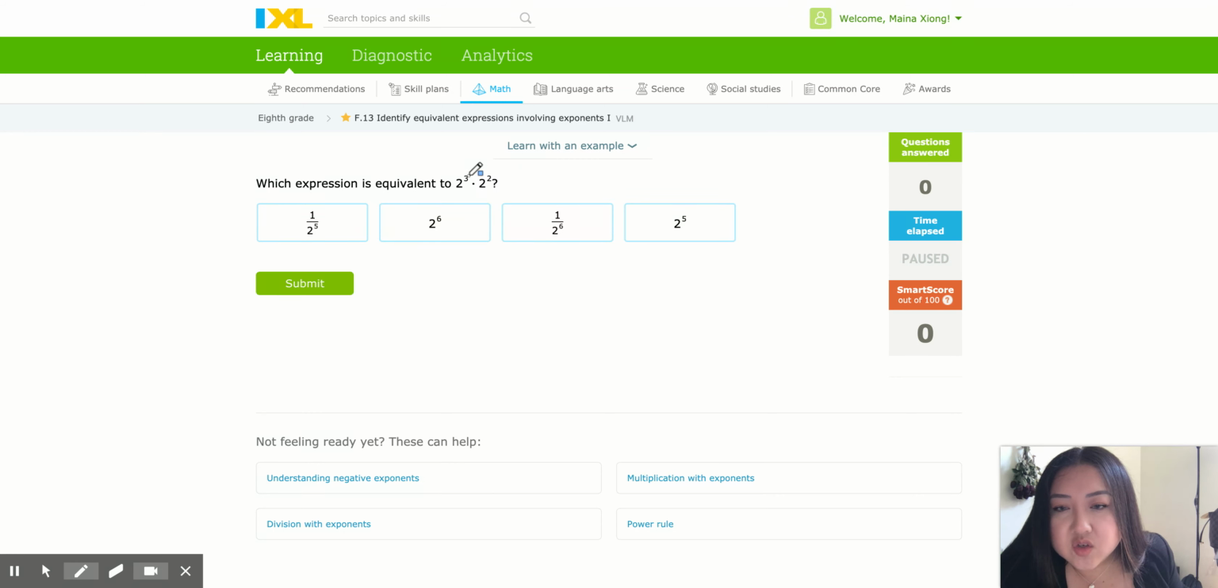All right, so in this situation, we have 2 to the 3rd power times 2 to the 2nd power. So I know we have the same base, all right? So we have 2. Because we have the same base and the exponents are different, it doesn't matter. I'm multiplying, so all I have to do is add the exponents. So 3 plus 2, and that is 5. All right, so my answer should be 2 to the 5th power.